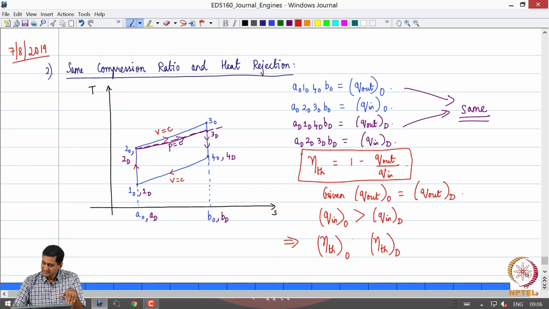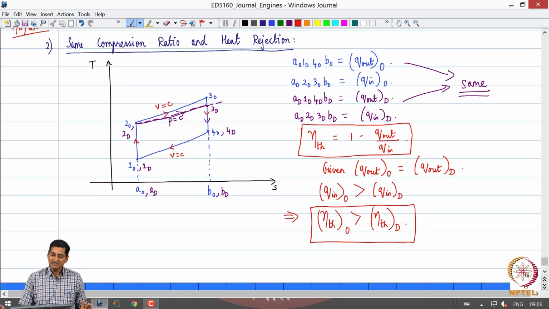Otto, right. So, the Otto cycle will have more thermal efficiency than the diesel cycle as long as the compression ratio is the same. So, that is the main takeaway.